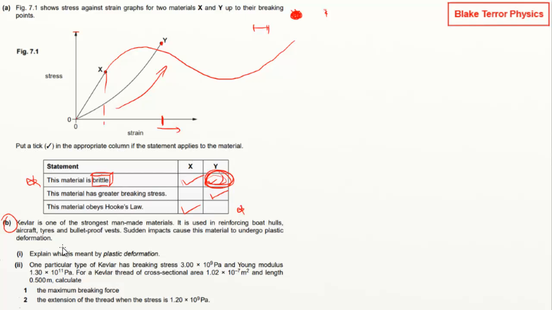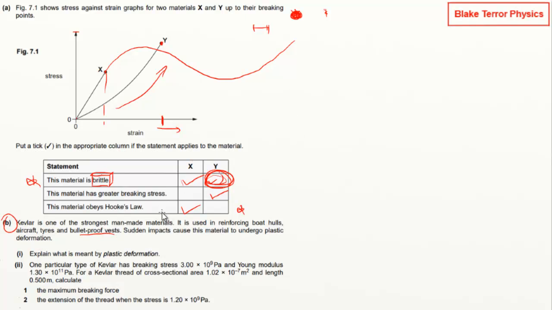Kevlar, one of the strongest man-made materials, used in boat hulls, aircraft tires, bulletproof vests. That's the famous one, I suppose, for Kevlar. Sudden impacts cause the material to undergo plastic deformation. And explain what is meant by plastic deformation.